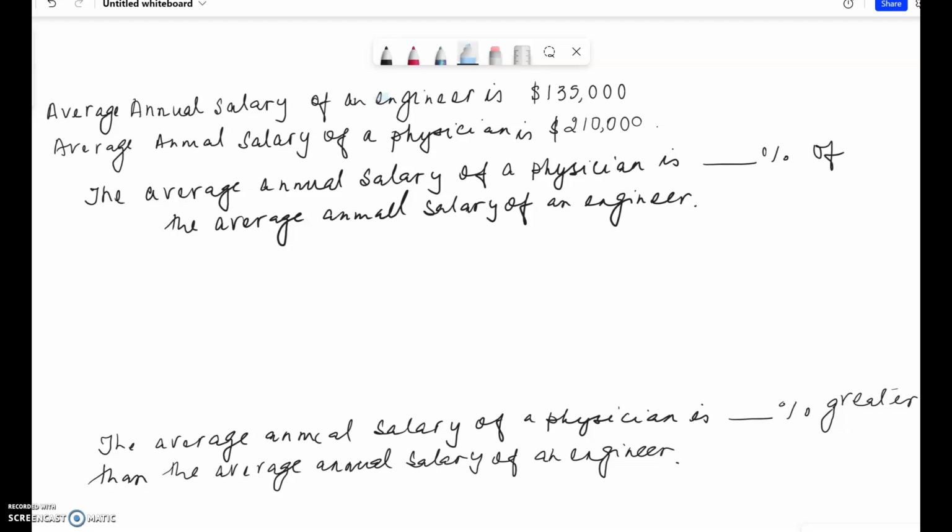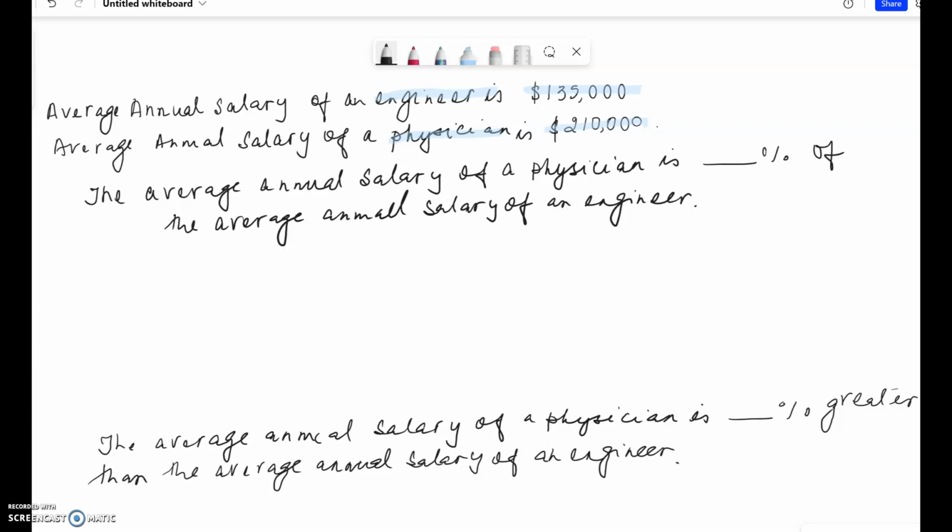The average annual salary of an engineer is 135,000. The average annual salary of a physician is 210,000. So now let's try to complete this sentence by filling out the blank. The average annual salary of a physician is blank percent of the average annual salary of an engineer.